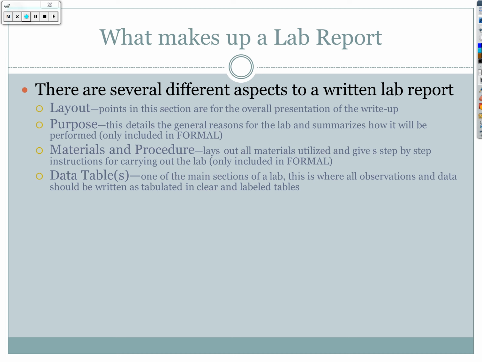Data table, or tables, one of the main sections of the lab. This is where all observations and data should be written and tabulated in clear and labeled tables. So one of the really important things of a lab is that you're taking data, you're recording observations. Sometimes those observations are what we call qualitative observations, which means that they're descriptive. They don't really have set values, but they are important. So for example, if a solution changes color, that would be a qualitative observation, saying that the solution color changed from a clear colorless solution to a pink colorless solution.